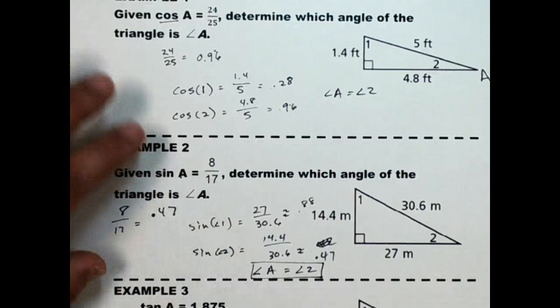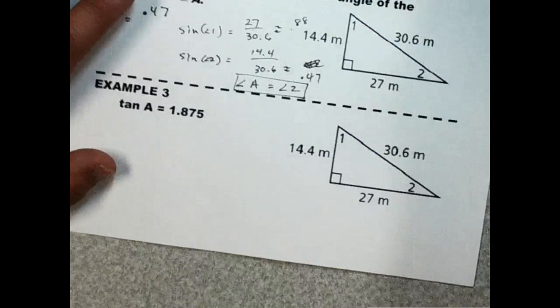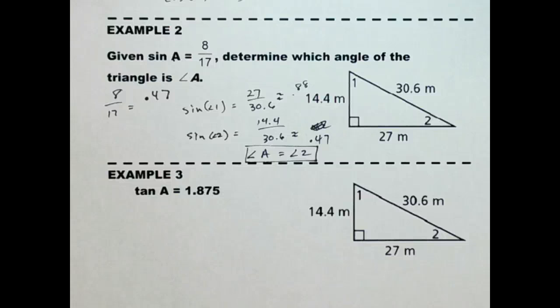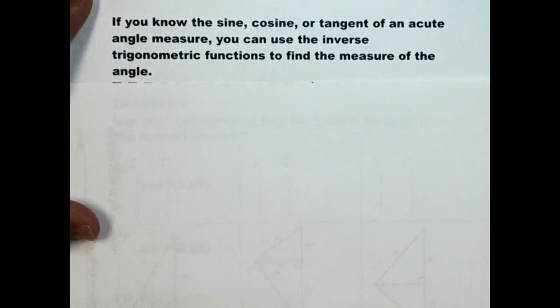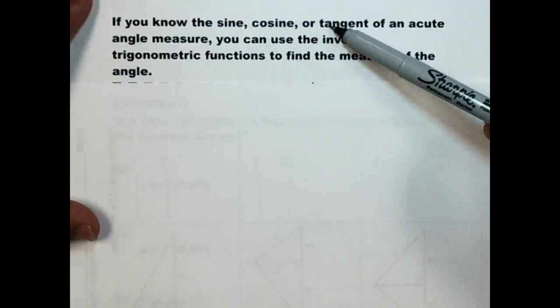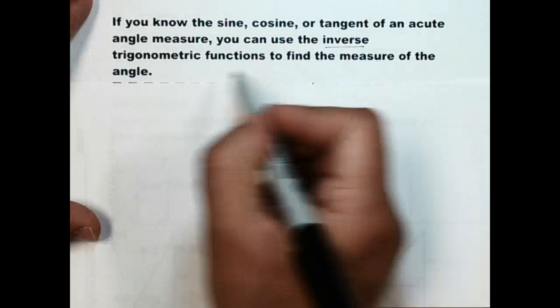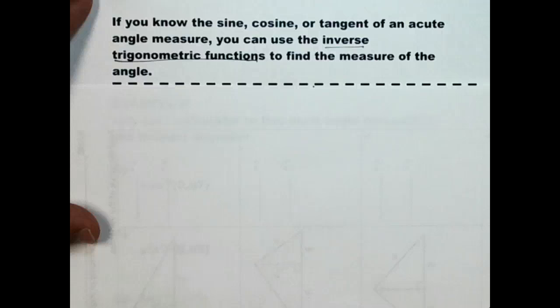All right. I'm going to leave this last one, this tangent function. I want you to do that one. If you want to see and check your answer, you can compare that with me. Now I'm looking at some more examples. If you know the sine, cosine, or tangent of an acute angle measure, you can use what's called the inverse trig functions to find the missing angle measure.